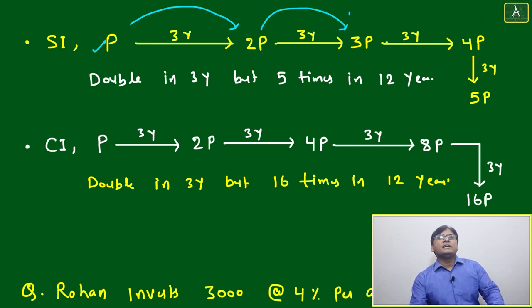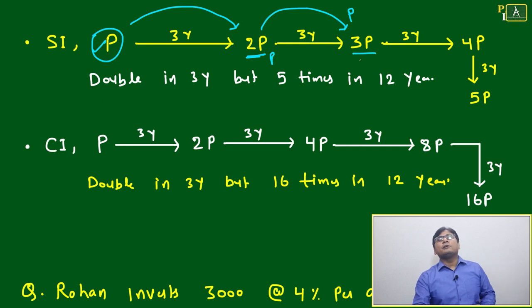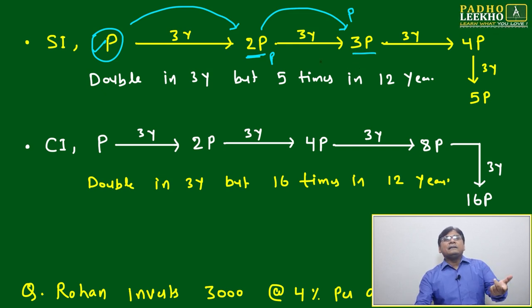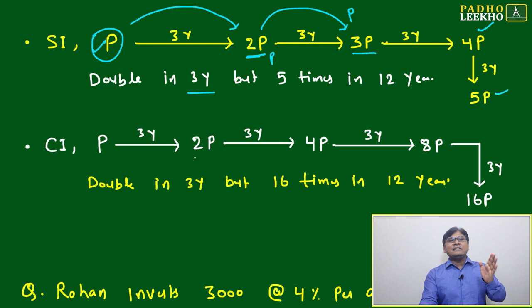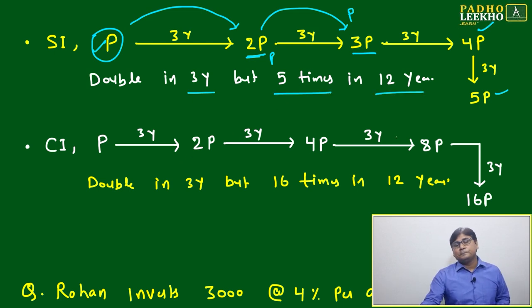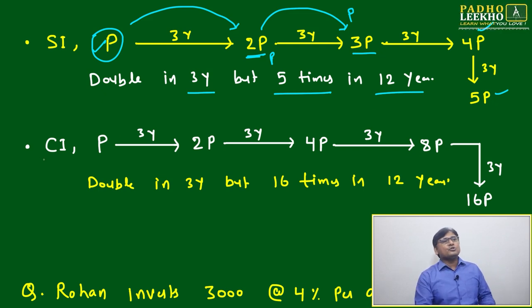And here you got the interest P, and here you got the interest P. Total interest has become P plus P, 2P, and P was the principal amount, so the total amount will become 3P. Again, you have P interest after 3 years, it will become 4P, 5P. Like that, it will increase. Means it doubles in the first 3 years, but becomes only 5 times in 12 years. That is the beauty of simple interest. Now we will look at CI.